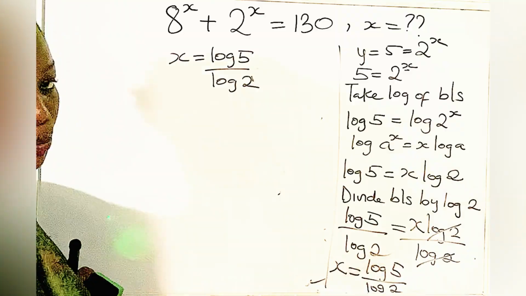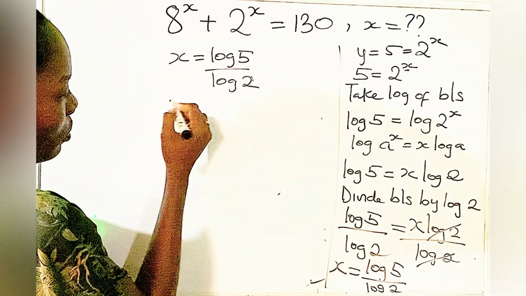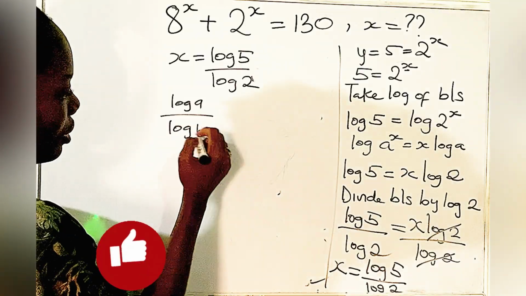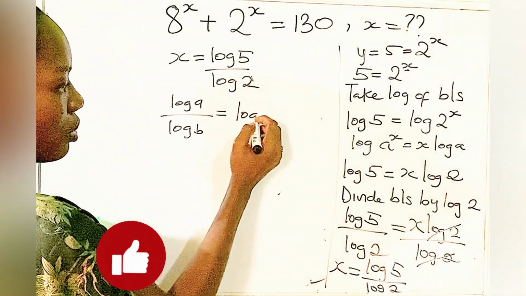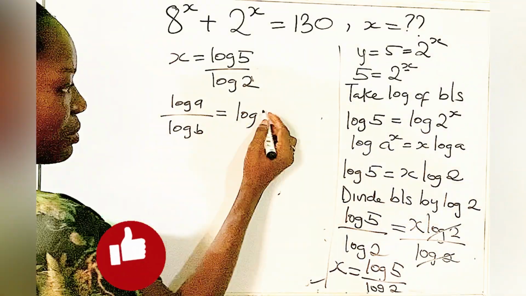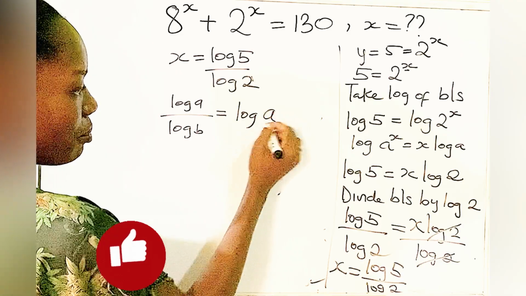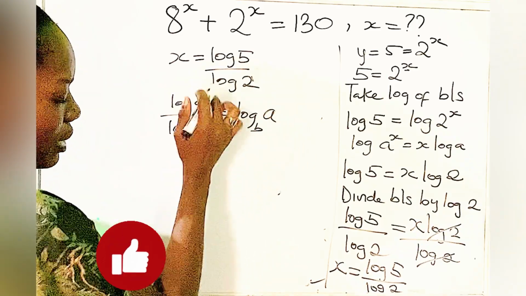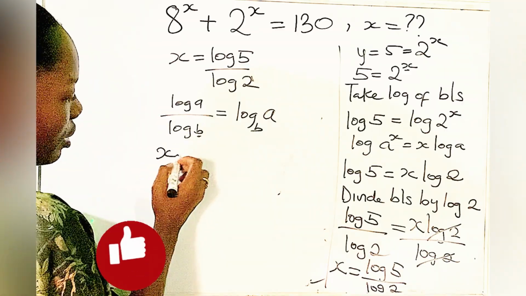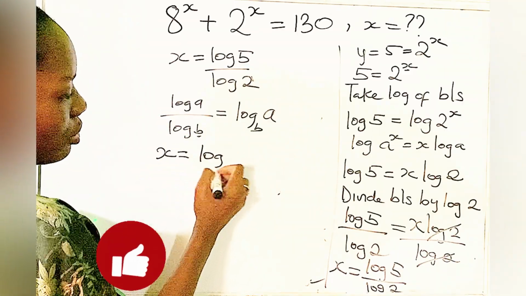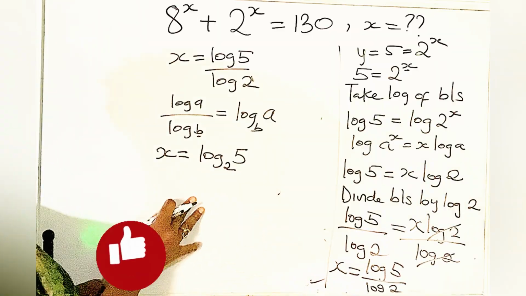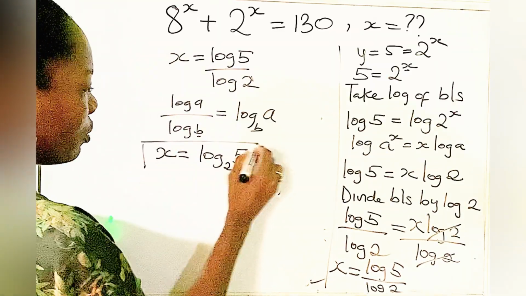If you're doing a change of base here, let's say we have log a over log b, it's still the same thing as log a base b. That's when you want to change the base. So the denominator becomes the base of the logarithm. So let's do that here. So x is now what? Log 5 base 2. All right. This is our final value of x.